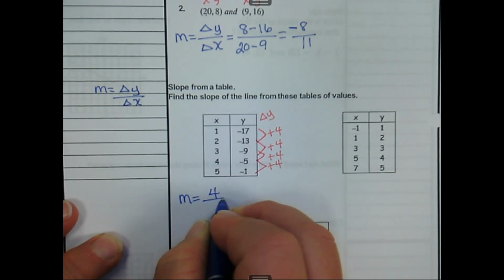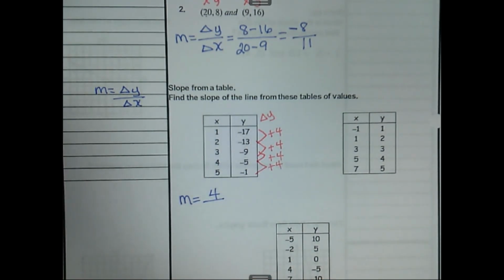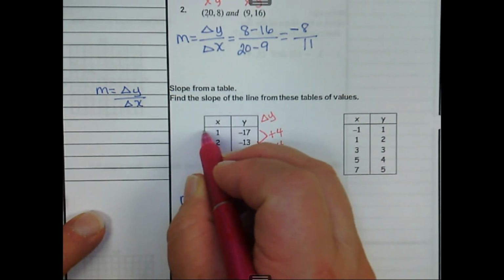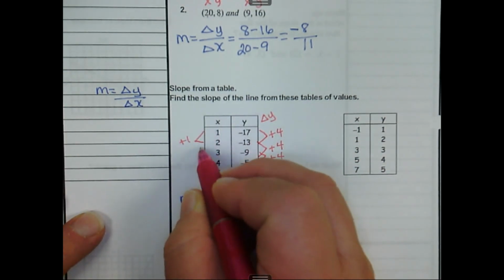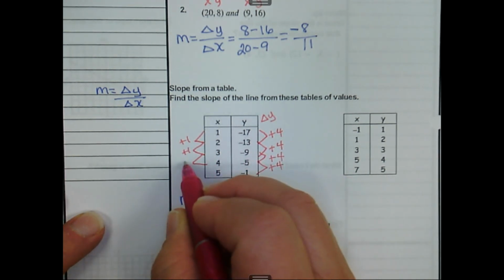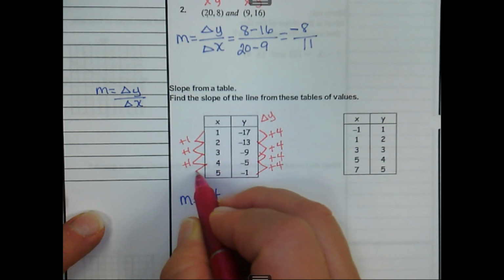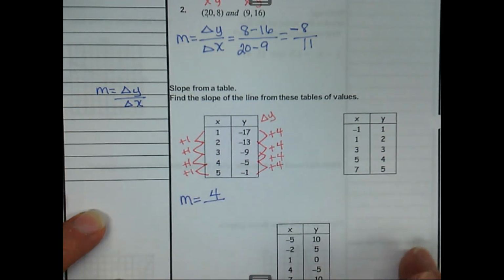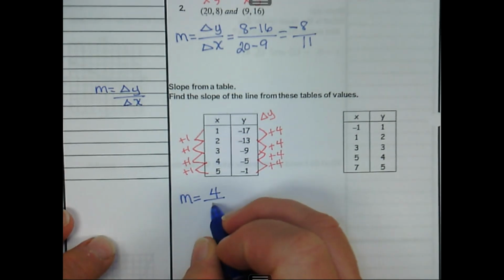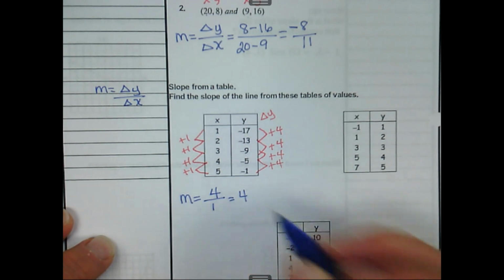is 4 over, now let's look at the difference in x. 1 plus what gives me 2? 2 plus what gives me 3? 3 plus what gives me 4? 4 plus what gives me 5? Well, that's 1 every time. So it's 4 over 1, which is simply 4.